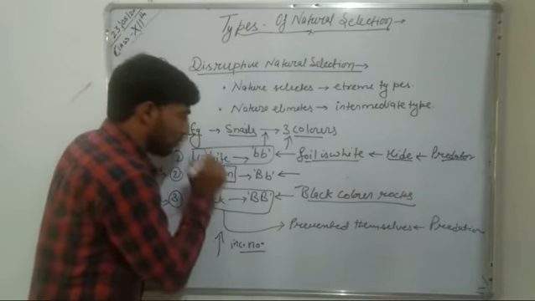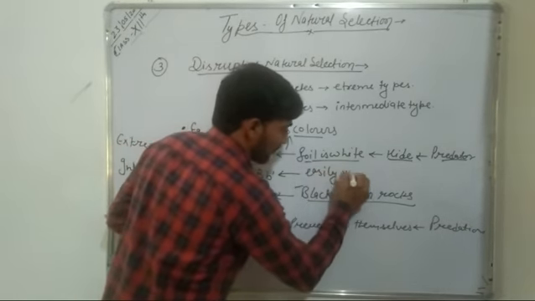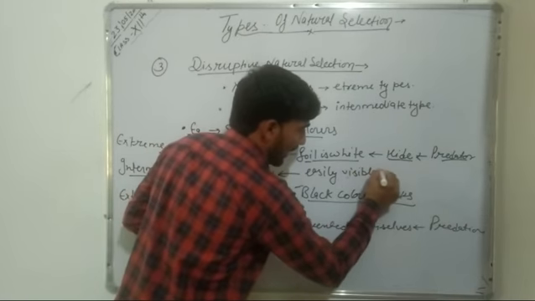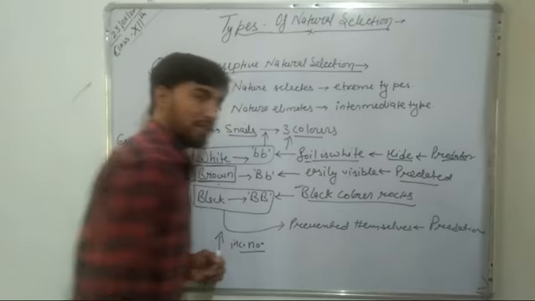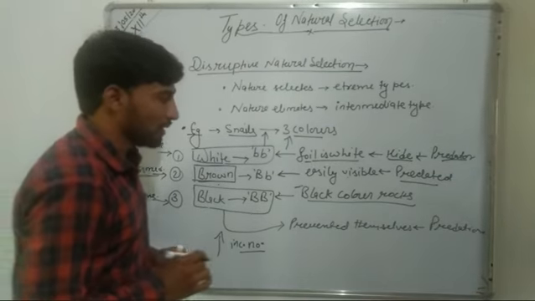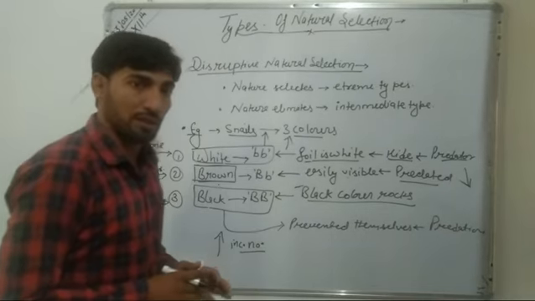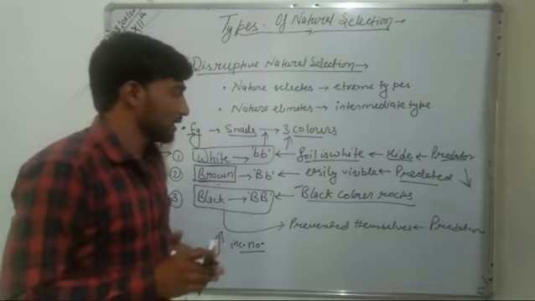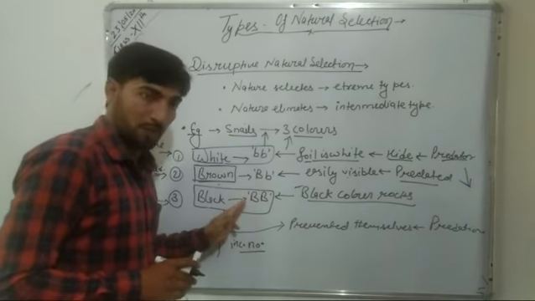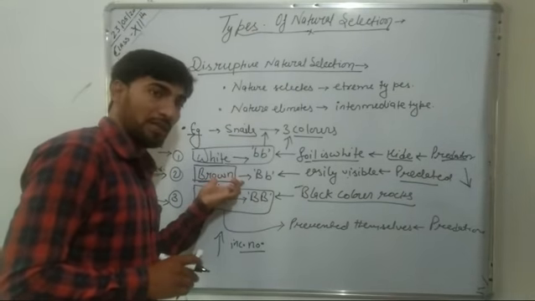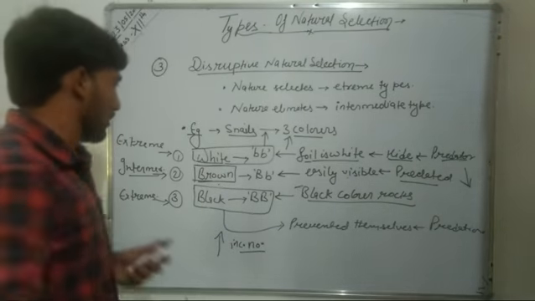So these brown colored snails are easily visible and are predated by their predators. So their number decreased. So what nature is selecting here is the extreme types, and it is eliminating the intermediate type. Now we'll understand this example in graphical form.